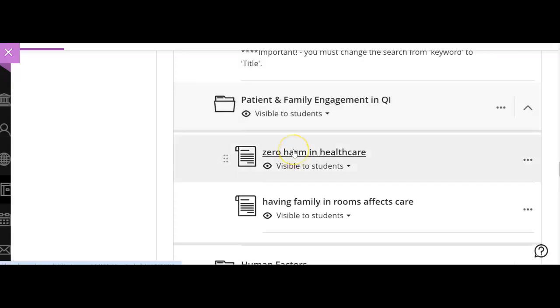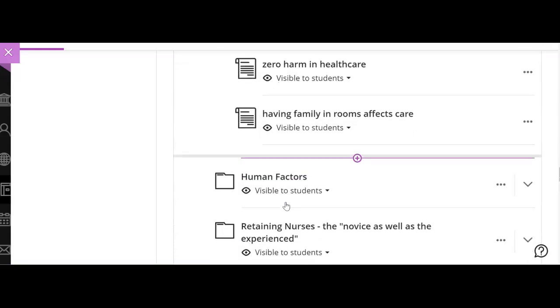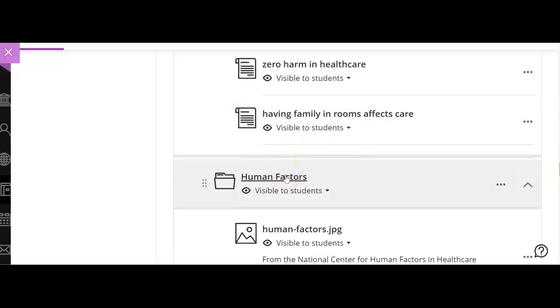We're going back and finishing up the last couple of pages, 16 to 19, in the Zero Harm in Healthcare document. This is the 3rd time we're reading additional pages in Zero Harm. There is a 1-page document. It's an opinion piece by a physician about the importance of and the difference in patient outcomes when families are in the room. And then next is the human factors.